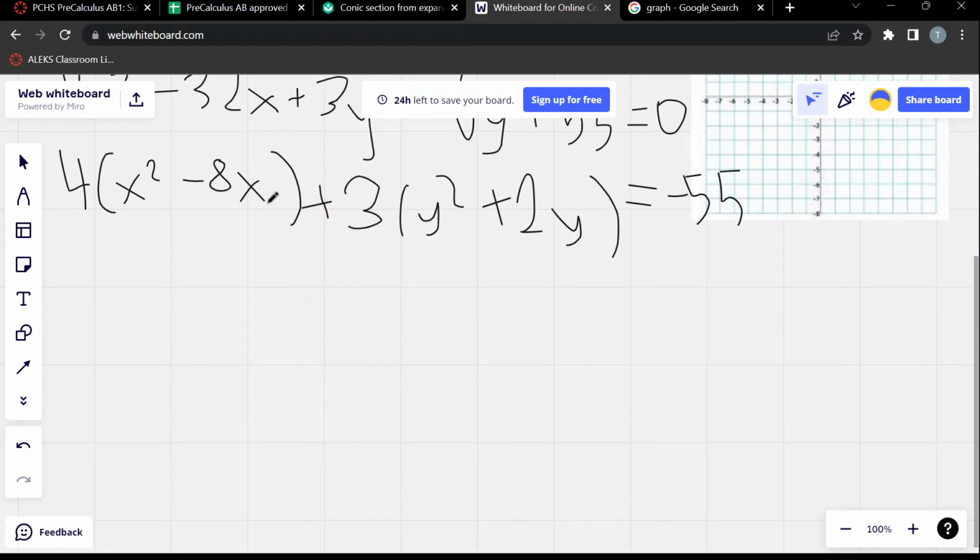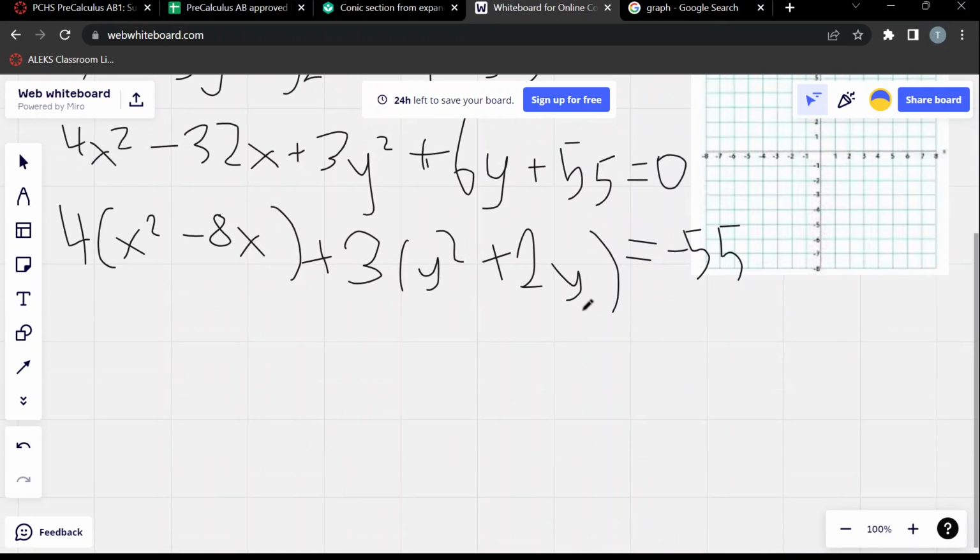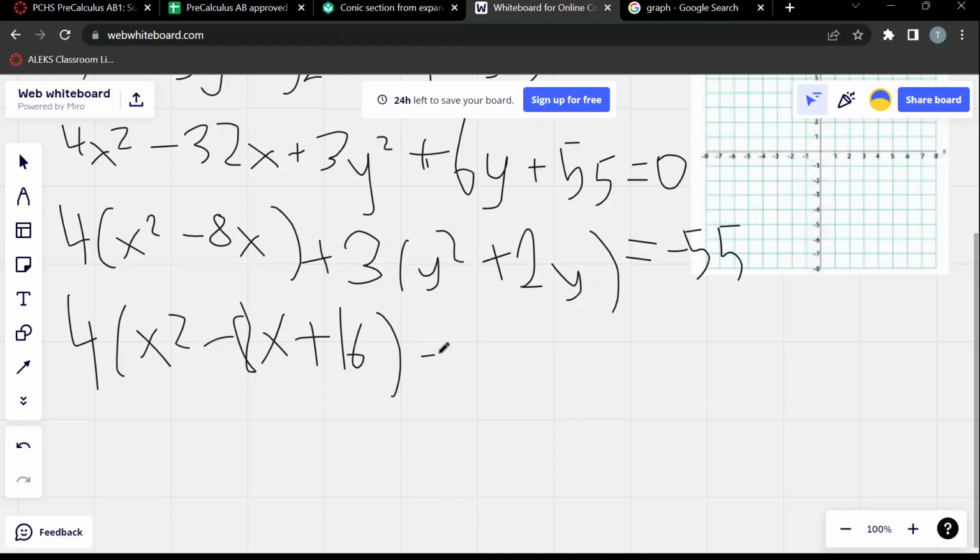To complete the square, I need to add something into these parentheses so that I could turn it into a square. To know what number to add in front of the negative 8x, I'll halve the coefficient in front of the x, which is negative 4, and I'll square the negative 4, which is 16. So I'll add 16. I'll do the same with the y's. Half of 2 is 1, and 1 squared is 1. So we'll add 1 in front of the 2y.